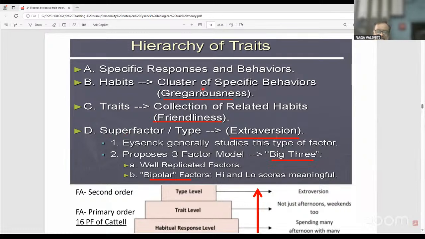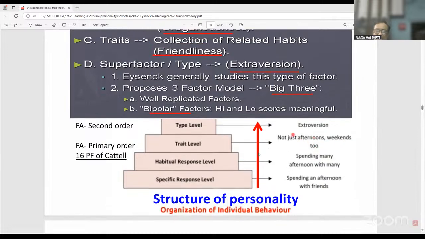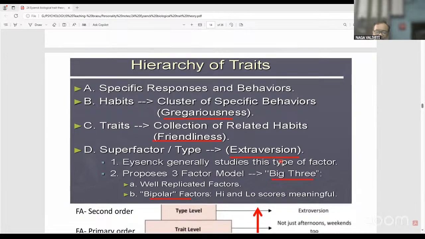Here, gregarious means meeting people frequently. Here you had been given that in the afternoon you are meeting friends, weekly, on weekends, sometimes frequently meeting with many people. From a friend you go to many people, and from many people to meeting many people more or less every day, for example. That is considered to be coming from routine, gregarious, friendliness, and then coming to extraversion.